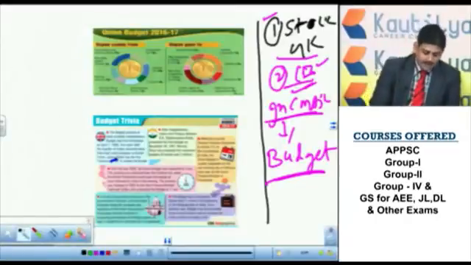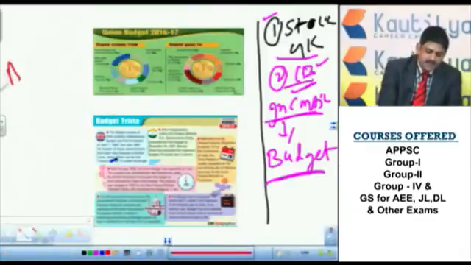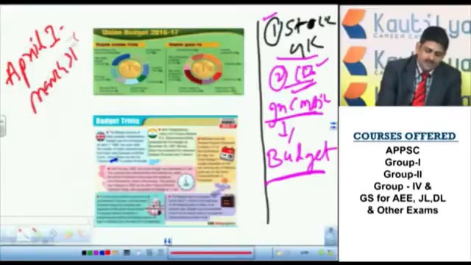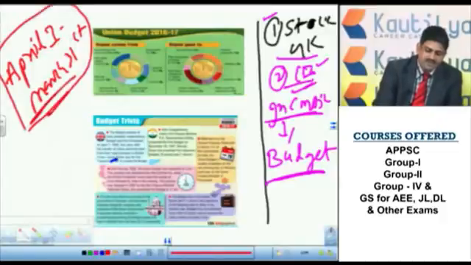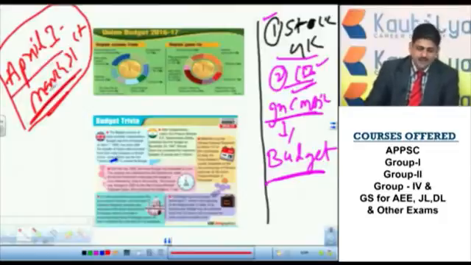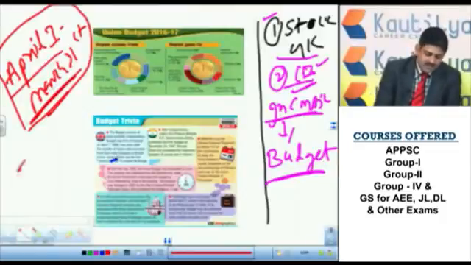In India, when does the financial year start? In India the financial year runs from April 1st to March 31st. So this is the financial year of India, April 1st to March 31st. Why was this chosen as the financial year? Because in India the harvest season ends in January.